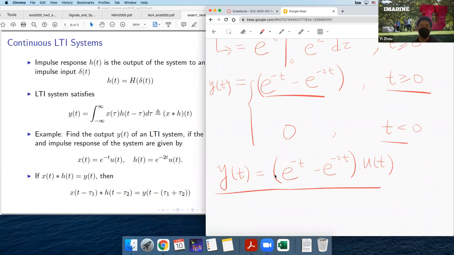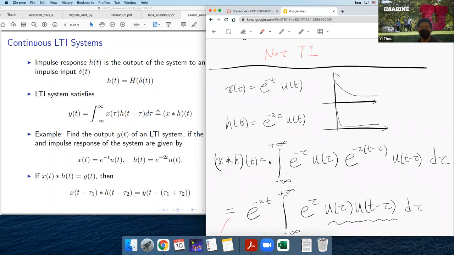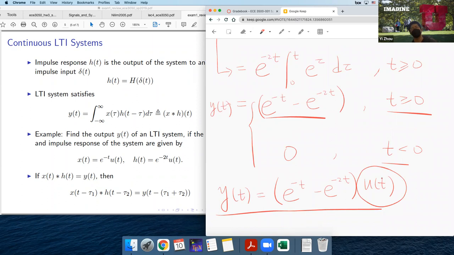So basically the response, if you look at the output, here inside, this signal spans over the entire time domain, but after multiplying by u(t), y(t) is a causal signal. So in the end, the output is a causal signal. And this makes sense because if you look at the input, both the input and the impulse response of the system are causal. The input is a causal signal, the system is a causal system, so the output has to be a causal output. So this is the missing part in the last lecture. There should be a u(t) outside.